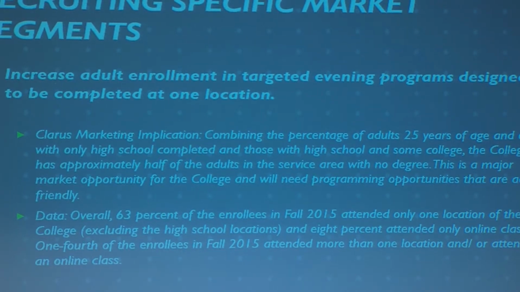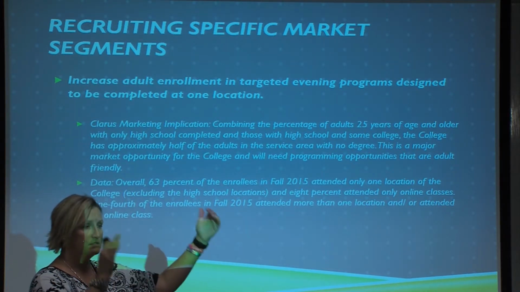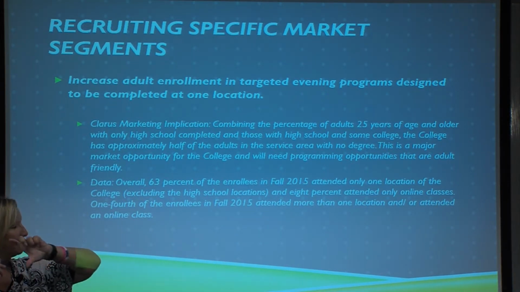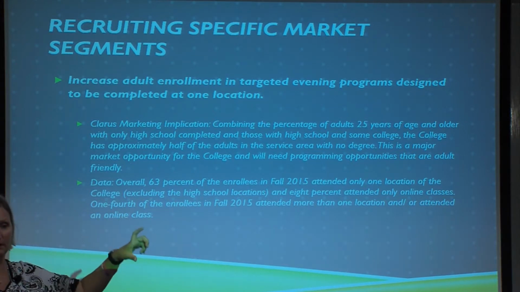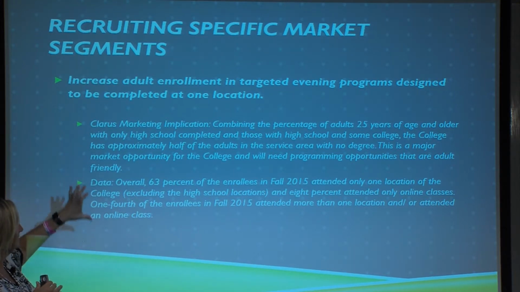So what did those goals look like for this year? You have these goals on the table in a little bit more detail, and you can take them with you and look at them and give me feedback. The first one was to increase adult enrollment in targeted evening programs designed to be completed at one location. That hits three things that we were talking about earlier. Really this year we have a business program that can be completed at Peoria, a business program that will be completed here at East Peoria, and then the accounting certificate at Pekin, as well as the LPN at Pekin. Those were designed as part of this goal to help us get the first steps in.